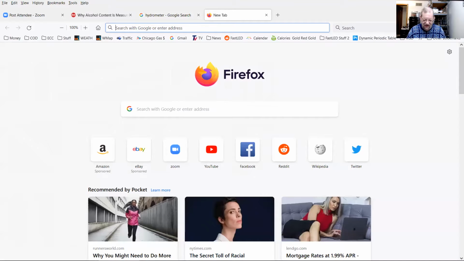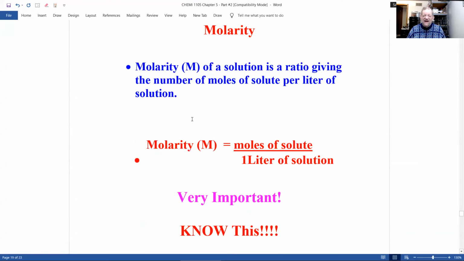And that's in alcohol. But the most important way of measuring concentration is molarity. And as I mentioned yesterday, molarity is a ratio of the given number of moles of solute per liter of solution.